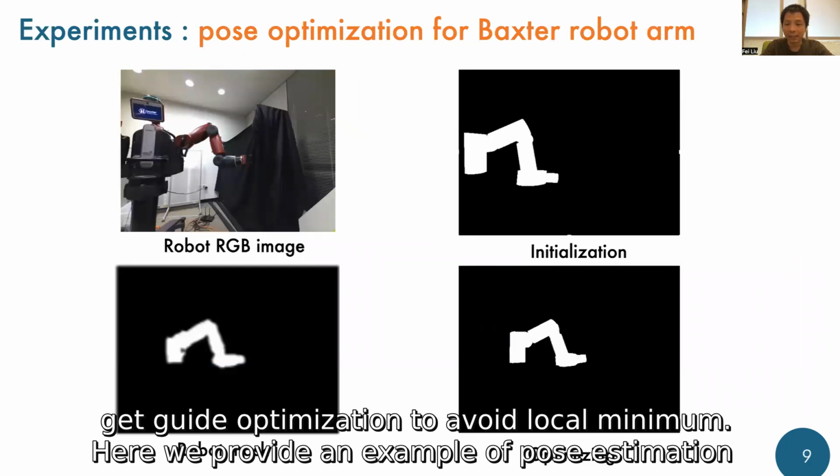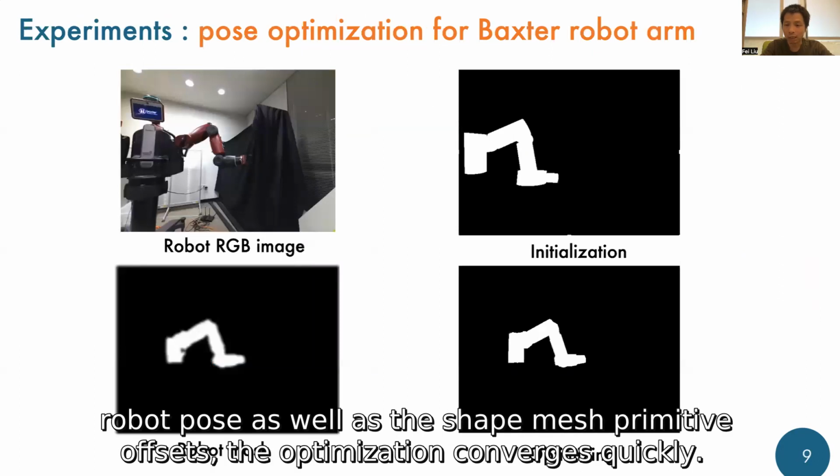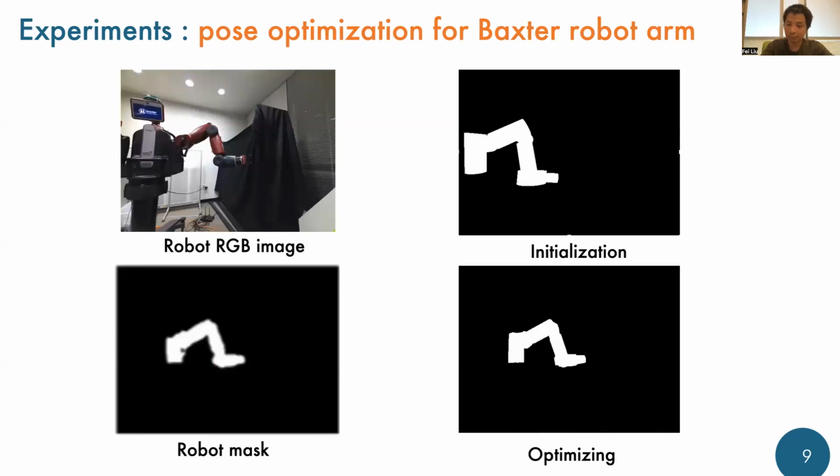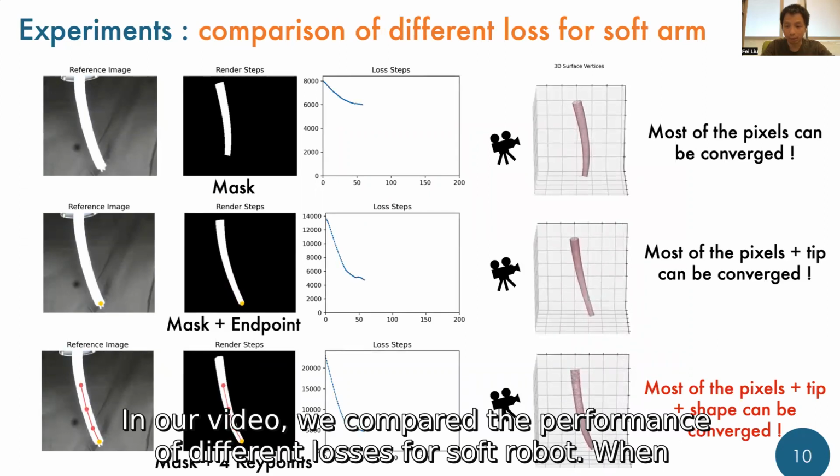Here, we provide an example of pose estimation for the Box robot arm with a binarized robot mask and a random initialization of the robot pose, as well as the shape mesh primitive offsets. The optimization converges quickly. In our video, we compared the performance of different losses for soft robots.